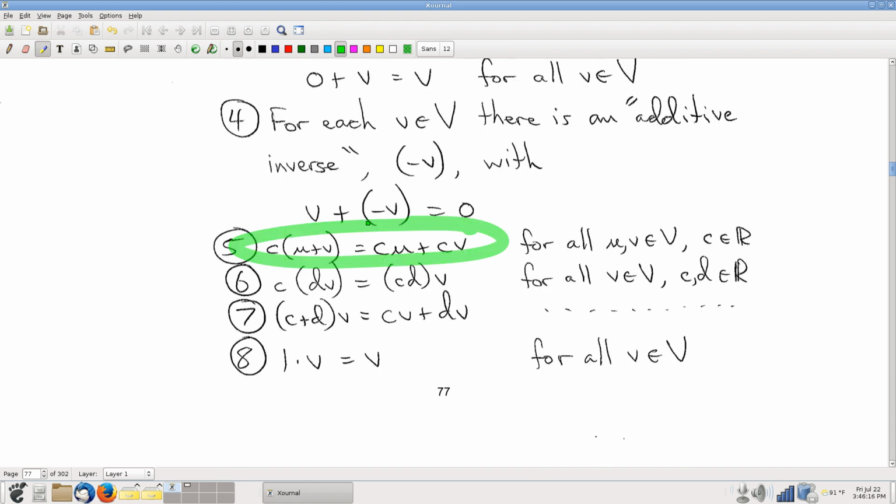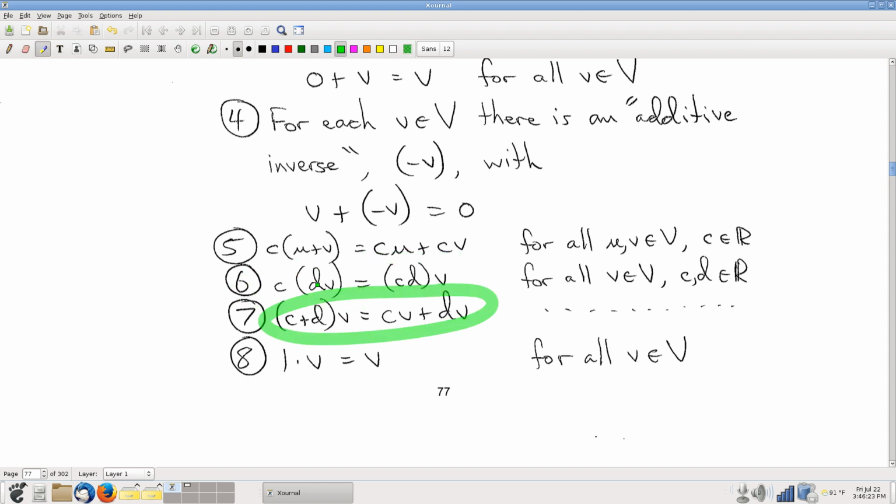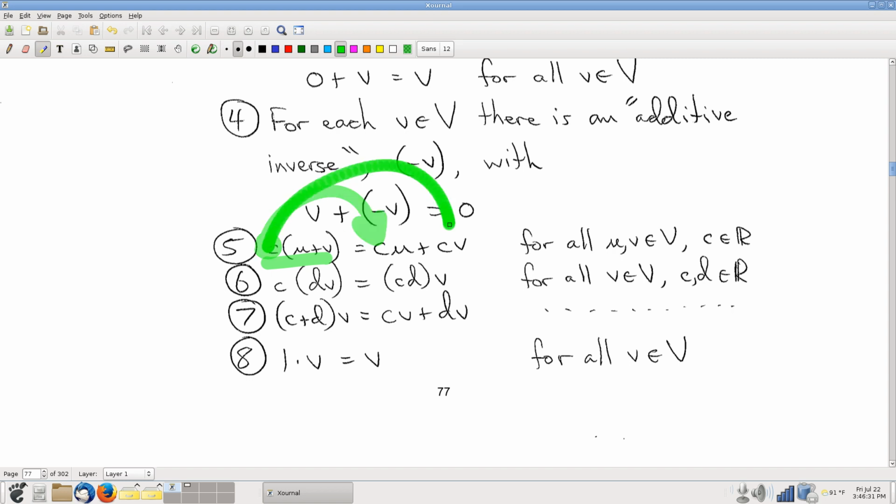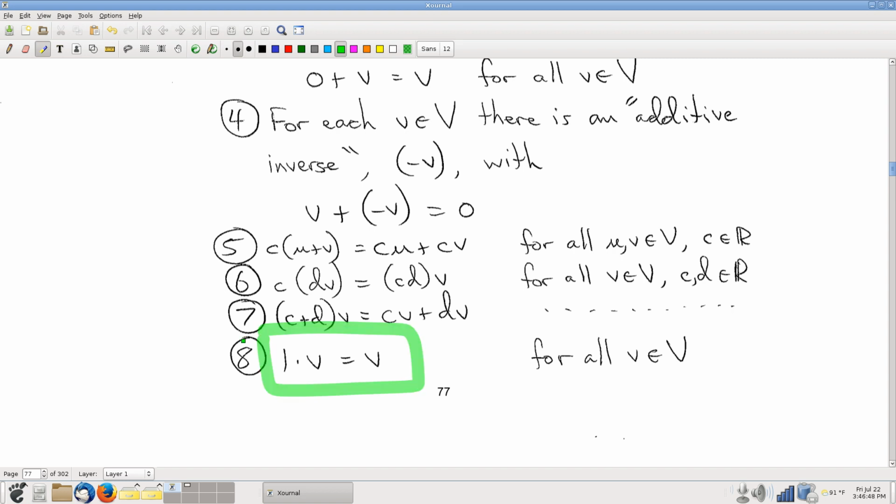There needs to be a distributivity property. There needs to be what you might call scalar associativity. There's this other kind of distributivity. You might say here we're distributing the scalar, right? Whereas on the other hand here it's sort of like you're distributing the vector. Okay. And finally, we need for scalar multiplication to behave in a natural way. Multiplication by the real number 1 needs to give us back the same vector.